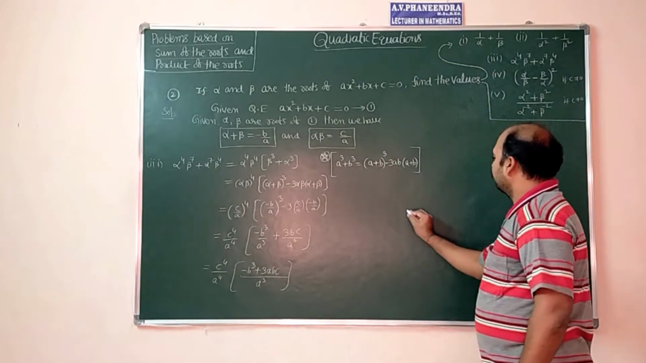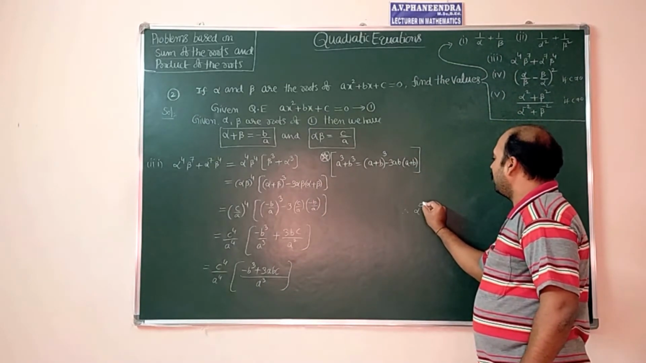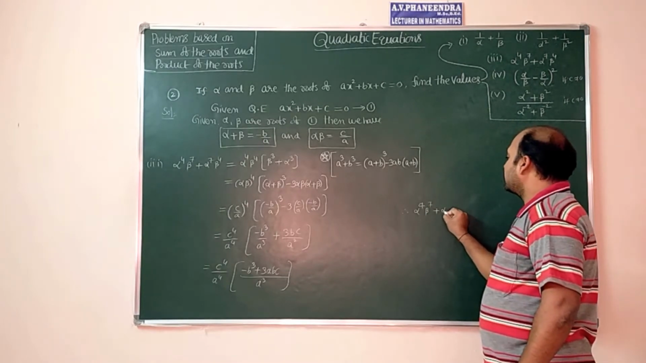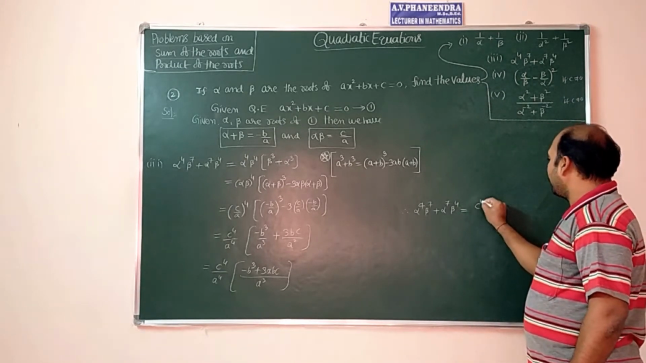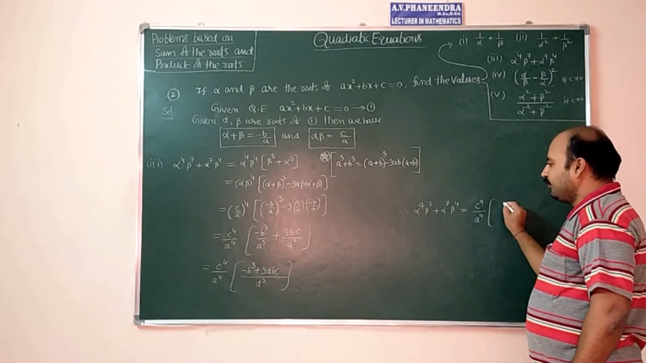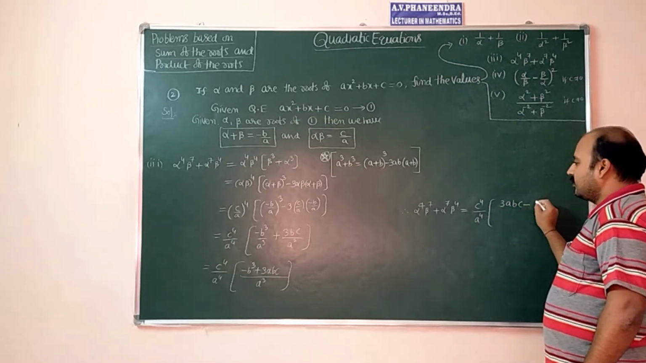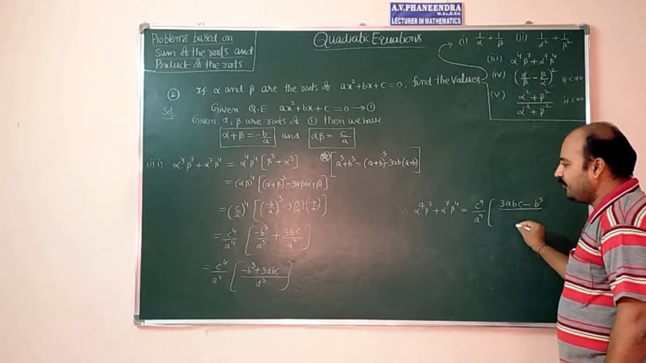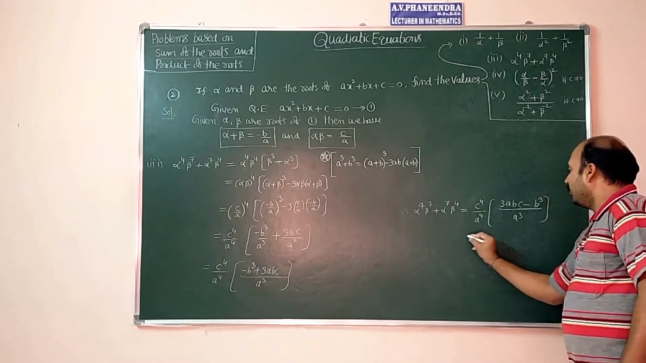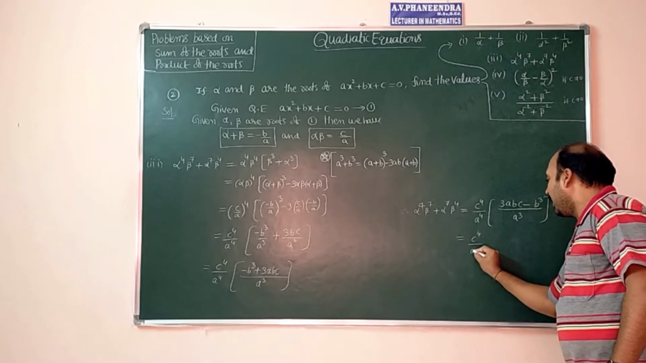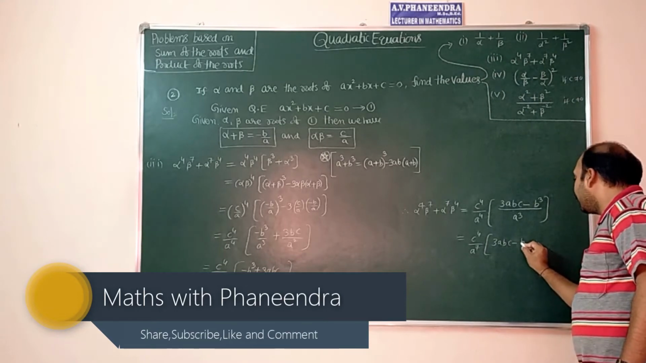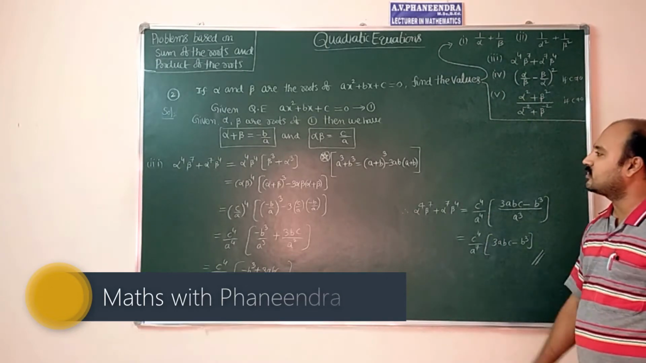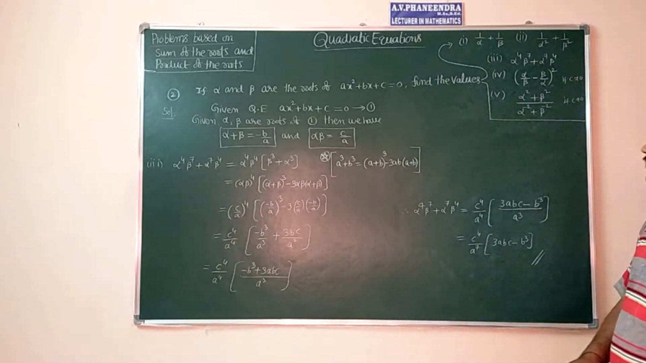Therefore alpha power 4 into beta power 7 plus alpha power 7 into beta power 4 is equal to c power 4 divided by a power 4 into 3abc minus b cube divided by a cube, which is equal to c power 4 divided by a power 7 into 3abc minus b cube. This is the answer for alpha power 4 into beta power 7 plus alpha power 7 into beta power 4.